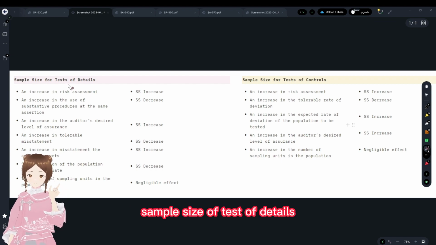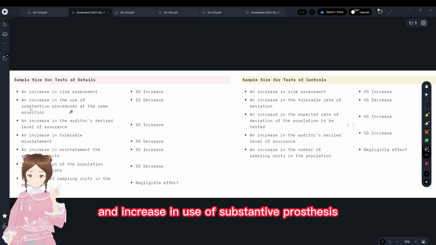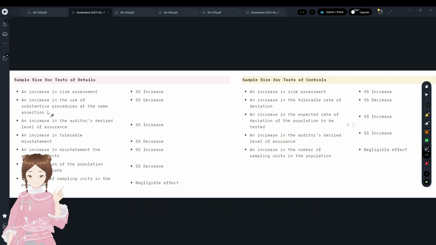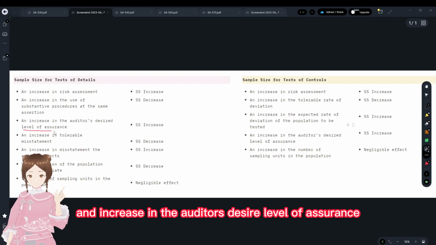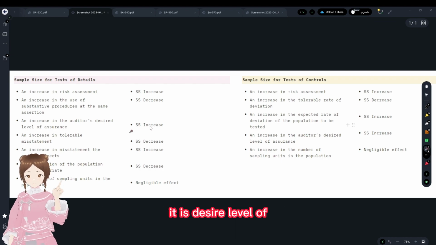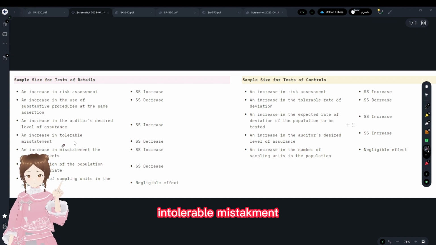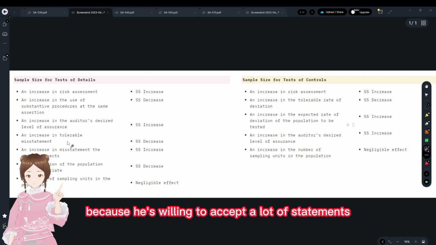Sample size for tests of details: with an increase in risk assessment, sampling size would increase. An increase in use of substantive procedures at the same assertion: you are applying more procedures, meaning you are increasing the quality, so the sampling size could decrease. An increase in the auditor's desired level of assurance, sampling size would increase. An increase in tolerable misstatement, sampling size decreases because he is willing to accept a lot of misstatements in his work.